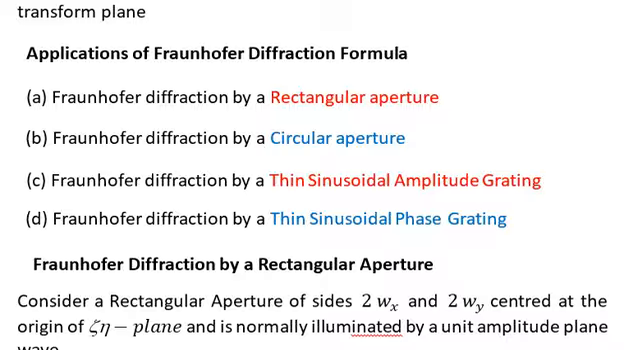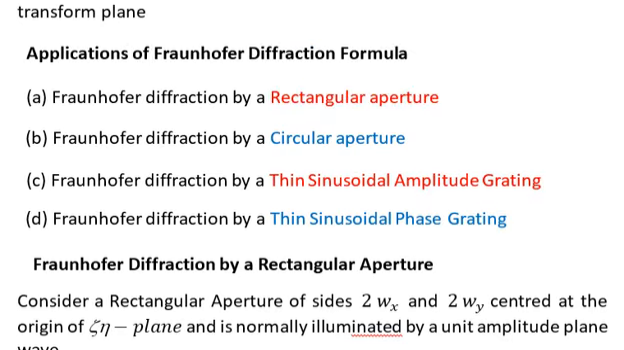Now, applications of the Fraunhofer diffraction formula. There are 4 applications that will be discussed in this course. One is the Fraunhofer diffraction by a rectangular aperture. The second is Fraunhofer diffraction by a circular aperture. The third one is Fraunhofer diffraction by a thin sinusoidal amplitude grating. The fourth one is the Fraunhofer diffraction by a thin sinusoidal phase grating. So amplitude grating and phase grating both will be discussed.